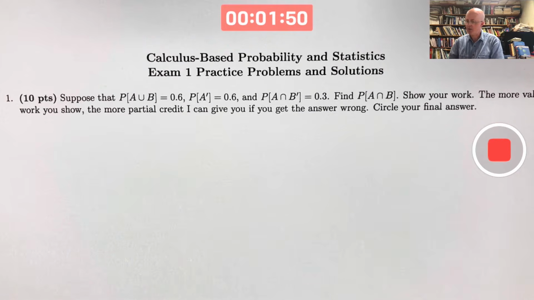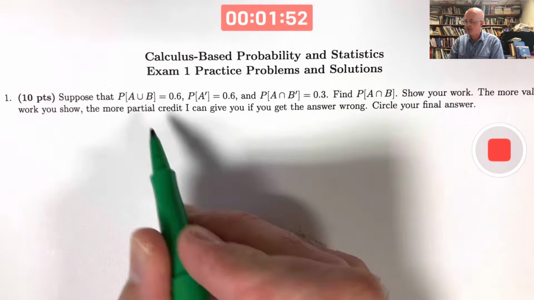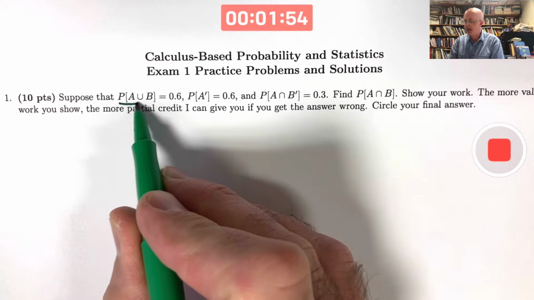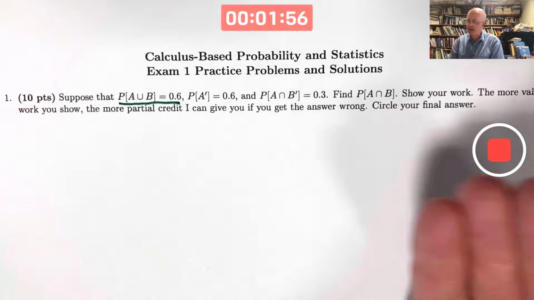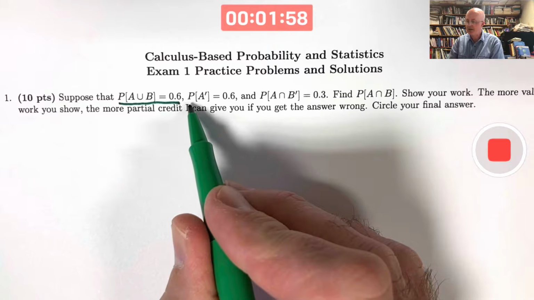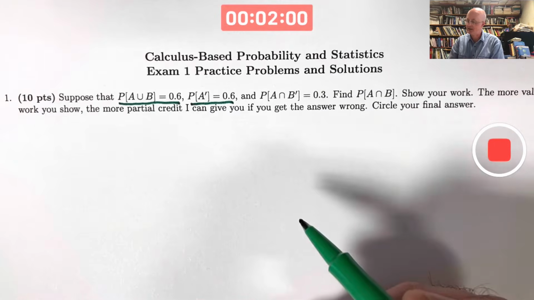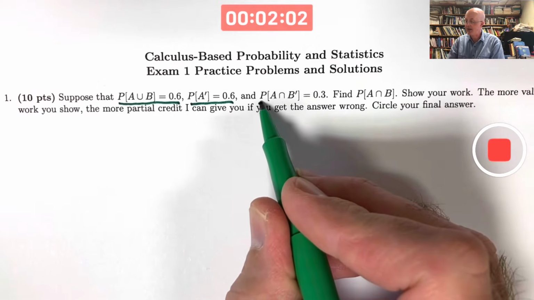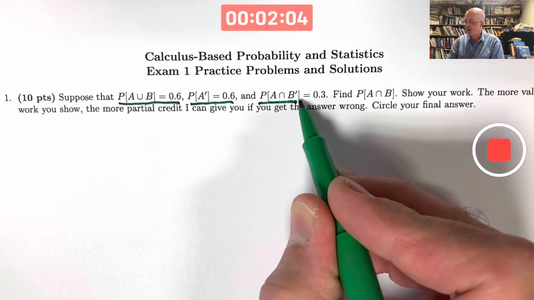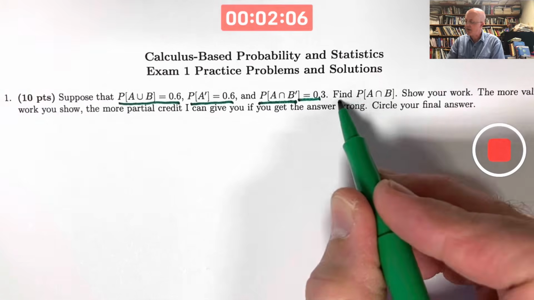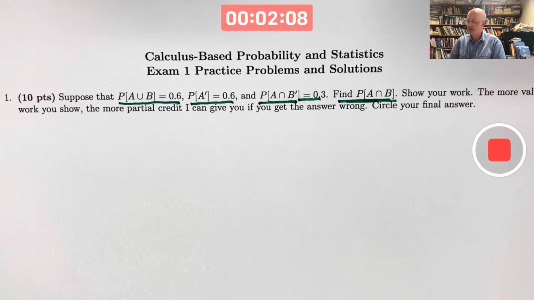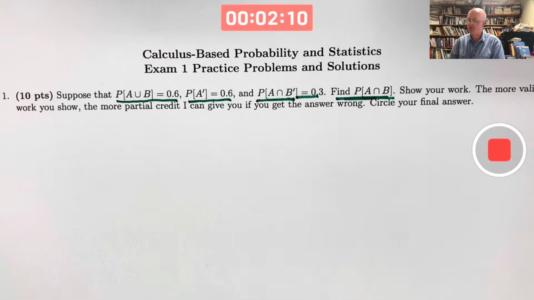You can see in problem 1, we are supposing that we've got some information here. The probability of A union B, meaning A or B, is 0.6. The probability of the complement of A is 0.6. And the probability of A intersect the complement of B is 0.3. Our goal is to find the probability of A intersect B, showing our work, circling our final answer.